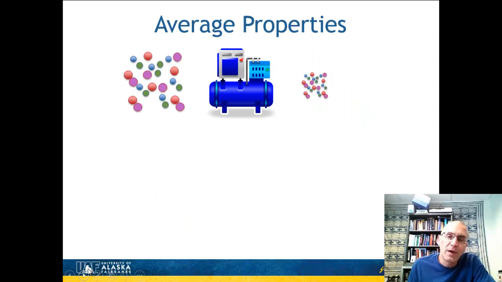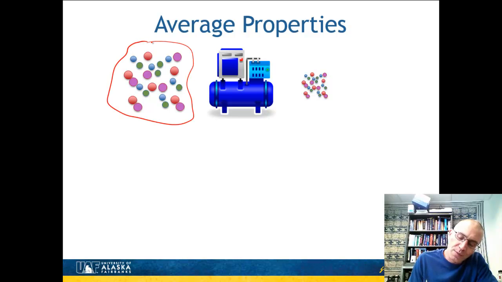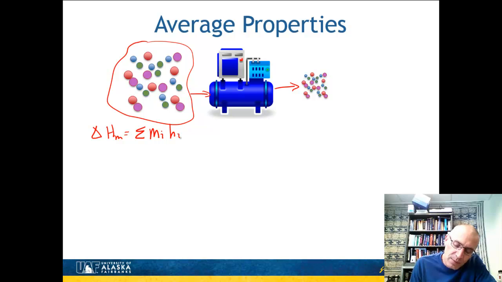Now I want to talk about another approach, the idea of using average properties. Imagine I've got a gas mixture again, but now a really diverse one, with four different gases: red, blue, green, and purple. Maybe it's going through a compressor and coming out the other side. As we just said, if I want to know the total change in enthalpy of the mixture, I would sum the mass of each constituent times the enthalpy change of each constituent.